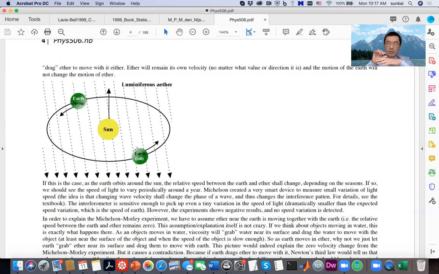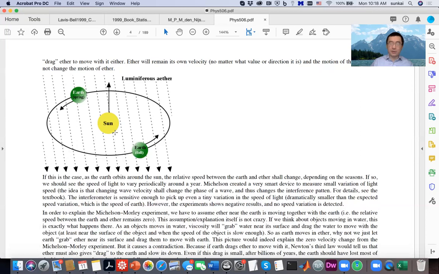So similarly, if there's viscosity between Earth and the ether, or some other type of force between Earth and the ether, then Earth can grab some ether with it. When Earth is moving, it will grab this ether and move with Earth together. Then if you measure the speed of light, you will find it's not changing because the ether is moving with Earth. And if you are measuring on Earth, the speed of light will never change. So that's actually the ether picture of the Michelson Morley experiment.